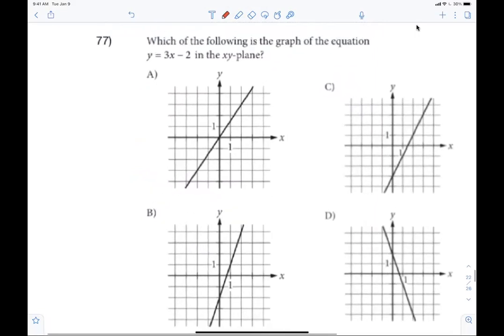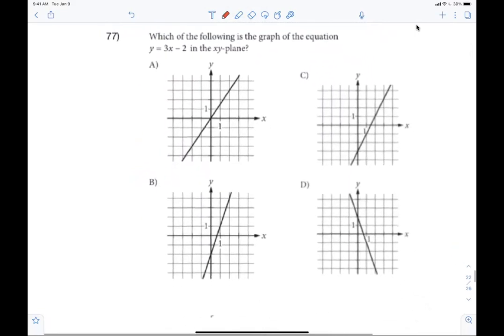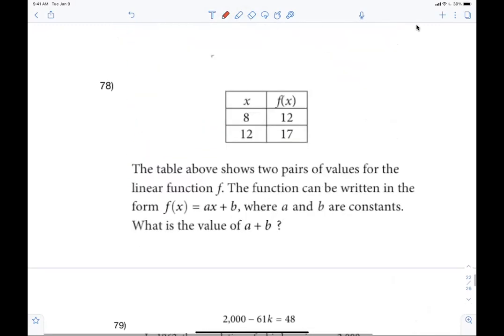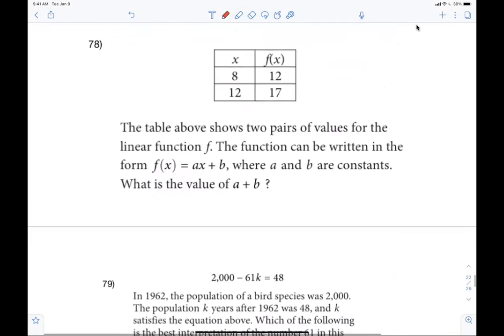All right, number 77. I don't even know why that's on the SATs, but that's an SAT question. All right, what is the answer? We went down 2, correct? And then we went up 3 over 1. Yep, hard to believe it's that easy on the SAT. It really is. All right, flip the page. Or I'm sorry, 78.